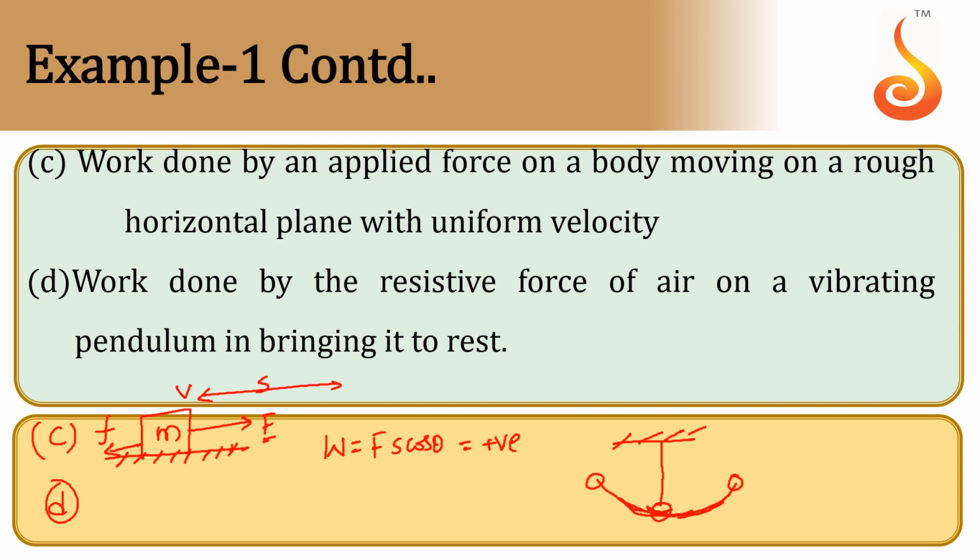Why? Because the air is applying a resistive force against the motion of the body. That means when the body is coming downward, the frictional force, the air resistance force, will act in the opposite direction to its motion. Therefore displacement is in this direction. So what happens? Force and displacement are again in opposite directions. So work done will be negative. So resistive forces like friction, like air resistance, these things always do negative work.